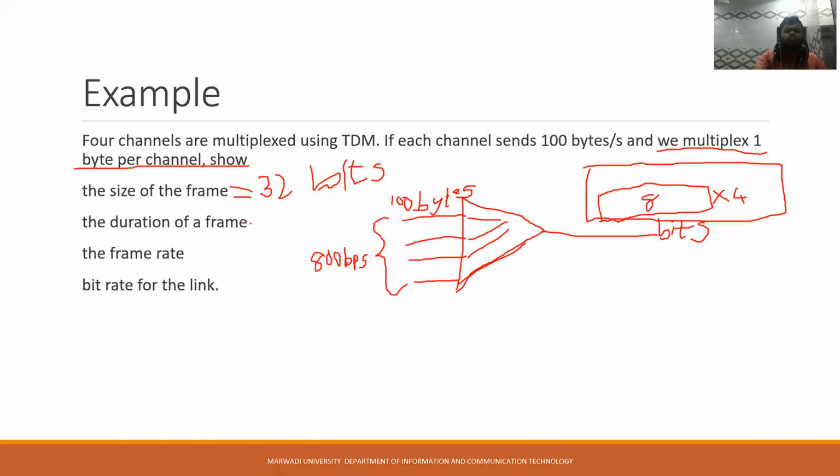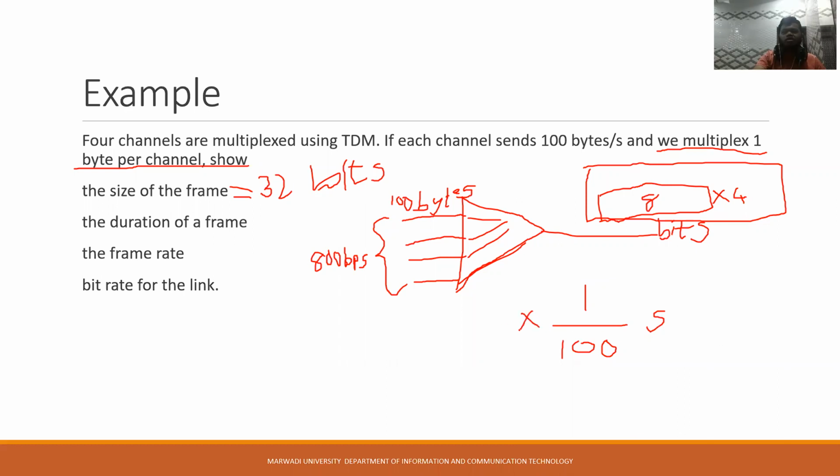So next we have the duration of a frame. Each frame is having 1 byte, and each channel sends 100 bytes per second. So the link should be able to transmit 100 bytes per second. So the duration of a frame would be just the inverse of that. So the duration of each frame would be 1 upon 100 seconds.